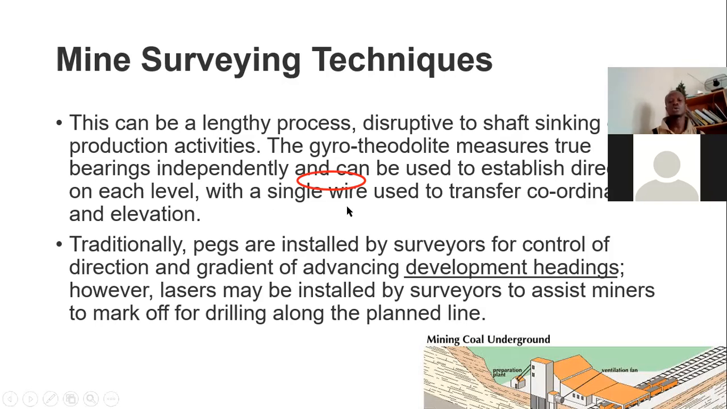Okay. So pegs are installed by surveyors for control of direction and gradients of development headings. Is that okay? So the development heading, we are talking about direction here, is that okay? Just the semantics. You can also use lasers. So lasers may be installed by surveyors to assist miners to mark for trailing along the plan line. The thing about lasers is that once you set it, like I said, it just throws this red light.